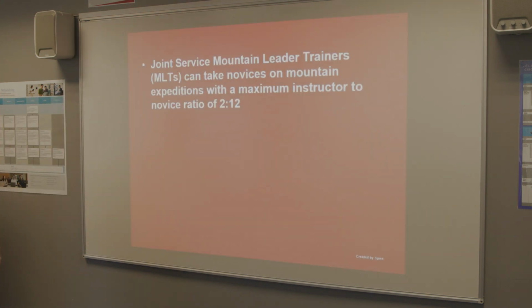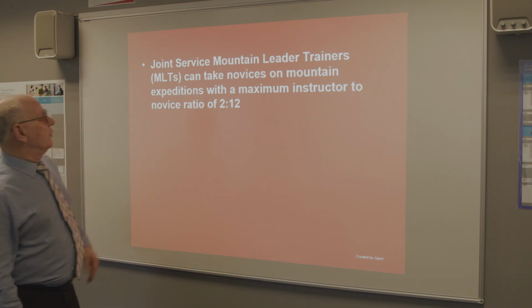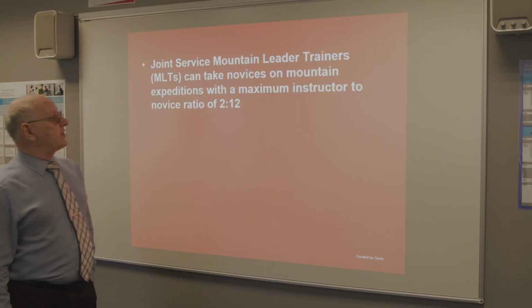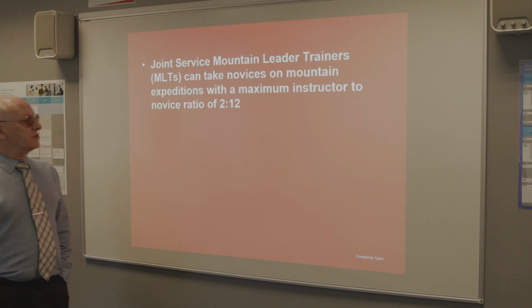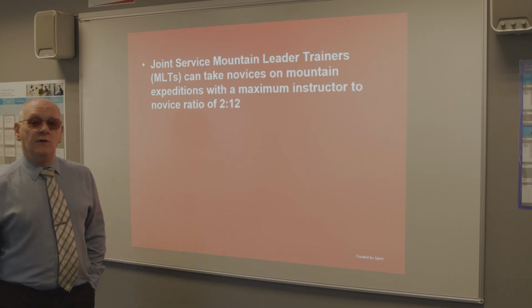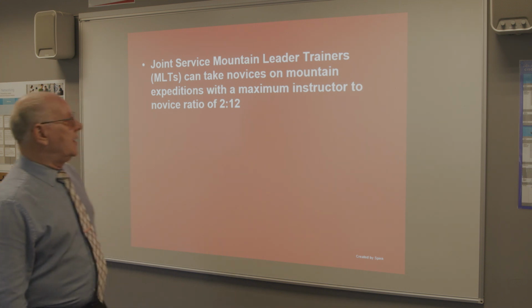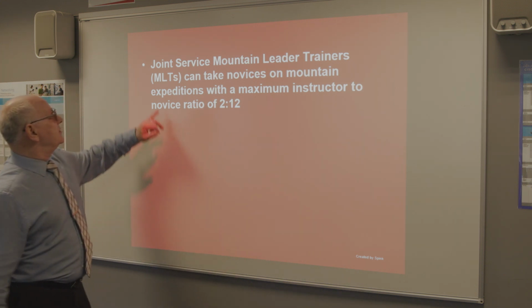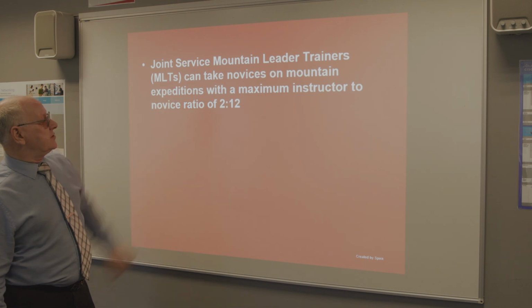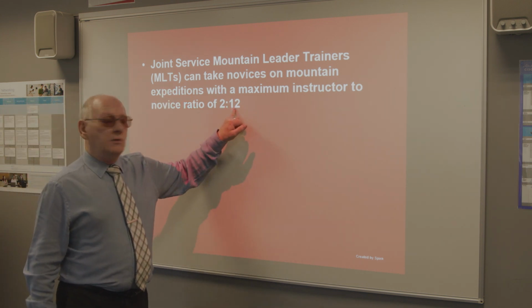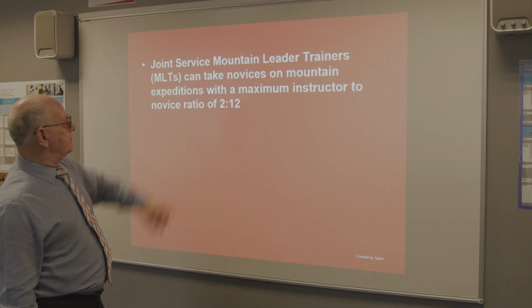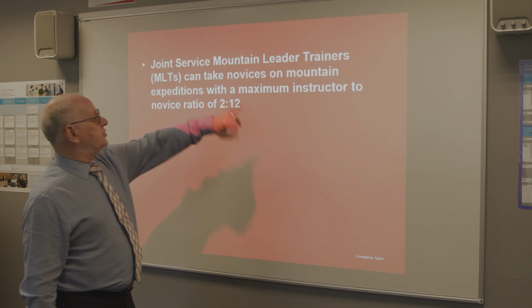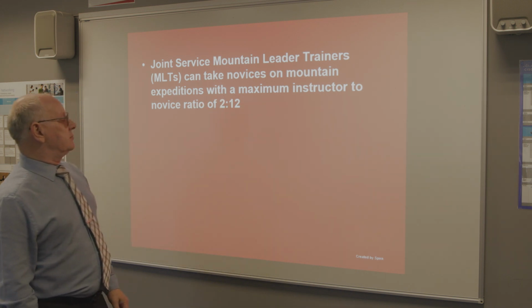Joint Service Mounting Leader trainees, otherwise known as MLTs, can take novices on mounting expeditions with a maximum instructor to novice ratio of 2 to 12. In English, that means there's got to be 2 MLTs for every 12 trainees. So 2 instructors to 12 trainees.